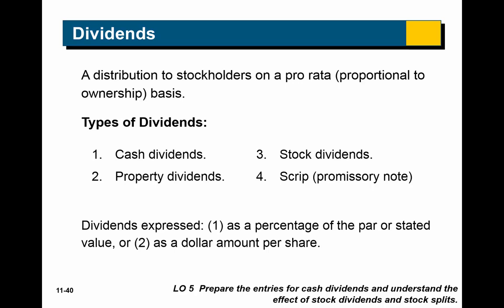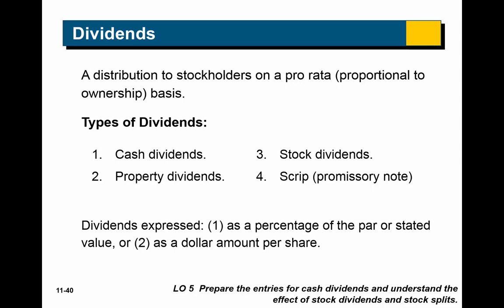All right, so we've mentioned what dividends are before. This says a distribution to stockholders on a pro rata or proportional to ownership basis. That's just a nice way of saying it's a share of the profits, and you get yours based on the percentage of ownership you have in the company. There's 4 types of dividends: cash, property, stock, and scrip. I will tell you that the cash dividend is by far the most common type of dividend, followed by stock dividends, and then property and promissory type dividends happen a lot less often.